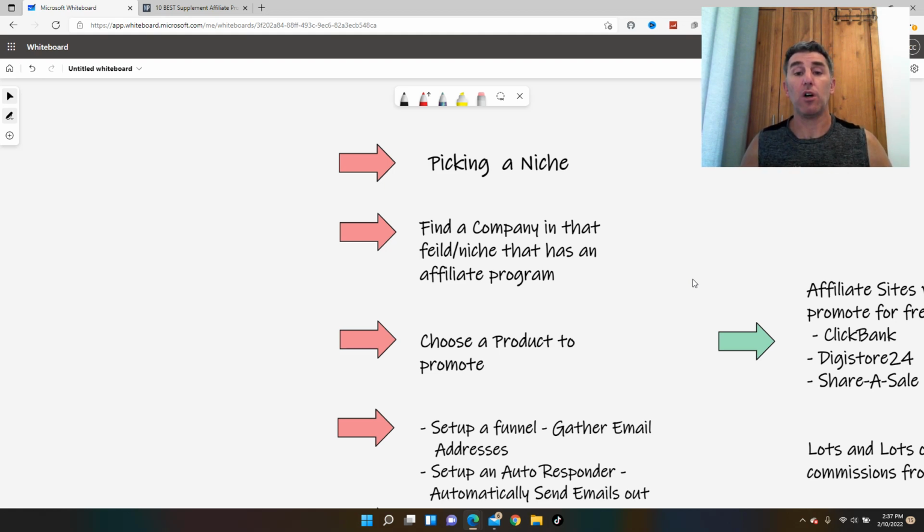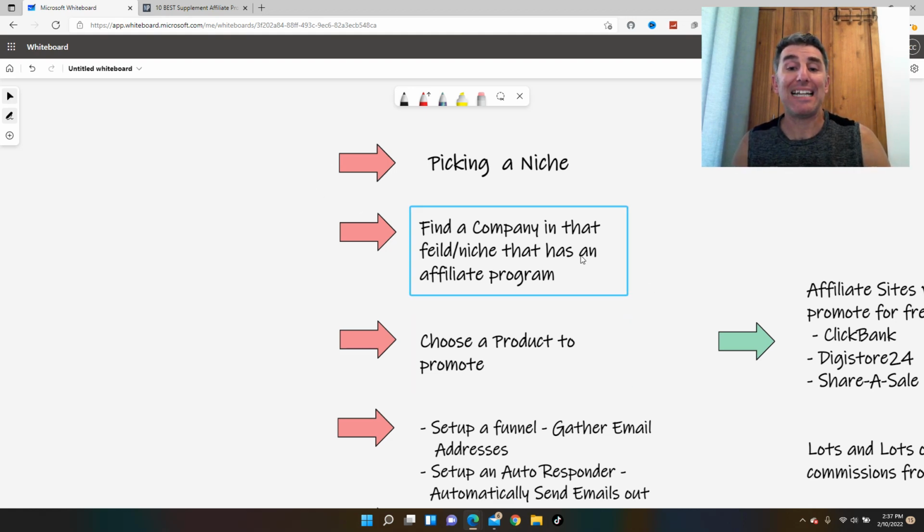Now, after you get that set up, as it brings out in the second point here, find a company in that niche that has an affiliate program. That's going back to our three wheels earlier. You need to contact them and sign up for their program, and then they will approve you. Some of them are automatic approval. Some of them have to review you.